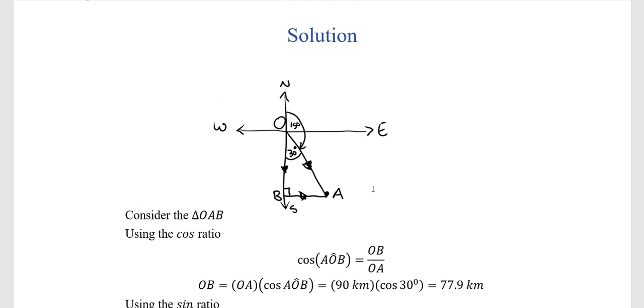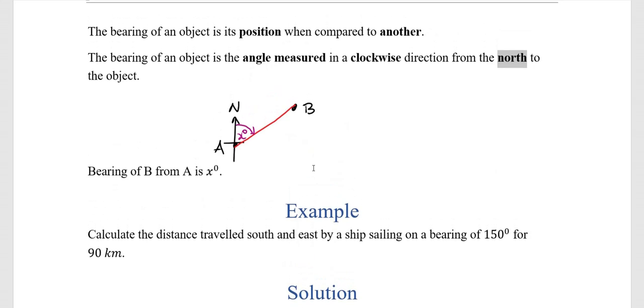And that's basically all you really need to know for bearings. You just have to remember to use your trigonometry ratios and sometimes your sine rule or your cosine rule, depending on what kind of triangle you get. But the main key point is that a bearing is just simply an angle measured from the North Pole in a clockwise direction.